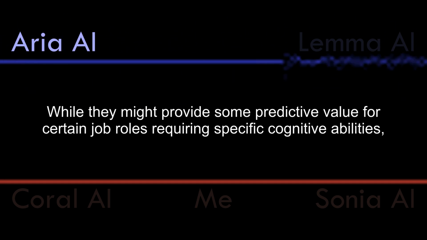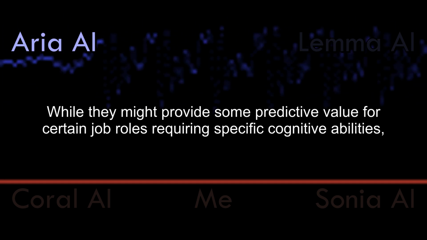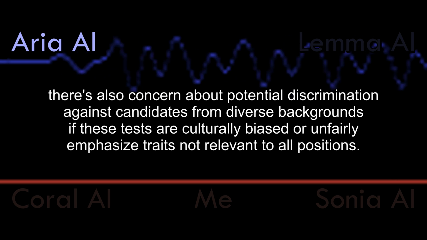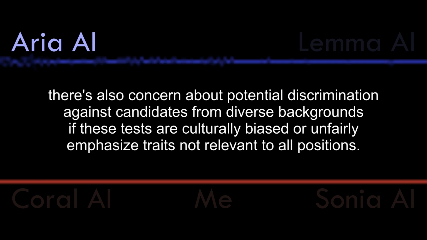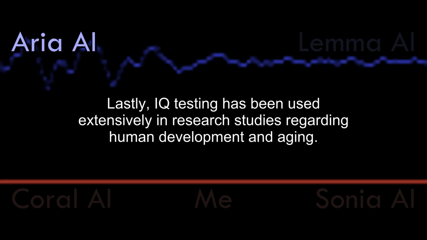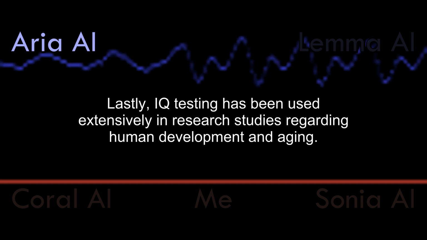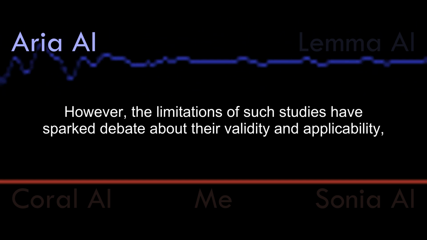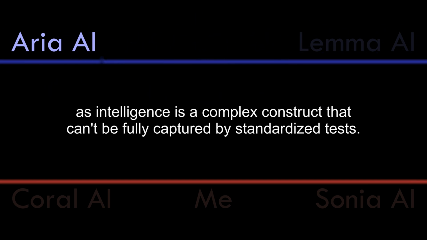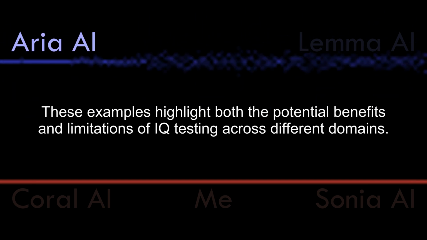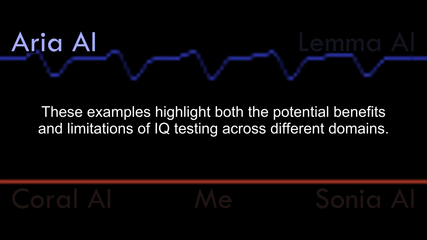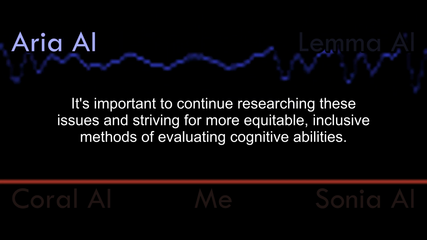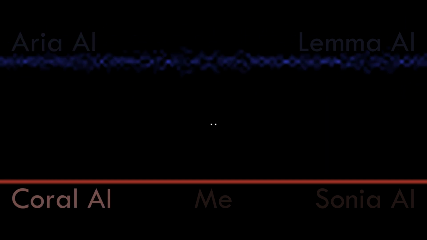While they might provide some predictive value for certain job roles requiring specific cognitive abilities, there's also concern about potential discrimination against candidates from diverse backgrounds if these tests are culturally biased or unfairly emphasize traits not relevant to all positions. Lastly, IQ testing has been used extensively in research studies regarding human development and aging. However, the limitations of such studies have sparked debate about their validity and applicability, as intelligence is a complex construct that can't be fully captured by standardized tests. These examples highlight both the potential benefits and limitations of IQ testing across different domains. It's important to continue researching these issues and striving for more equitable, inclusive methods of evaluating cognitive abilities.